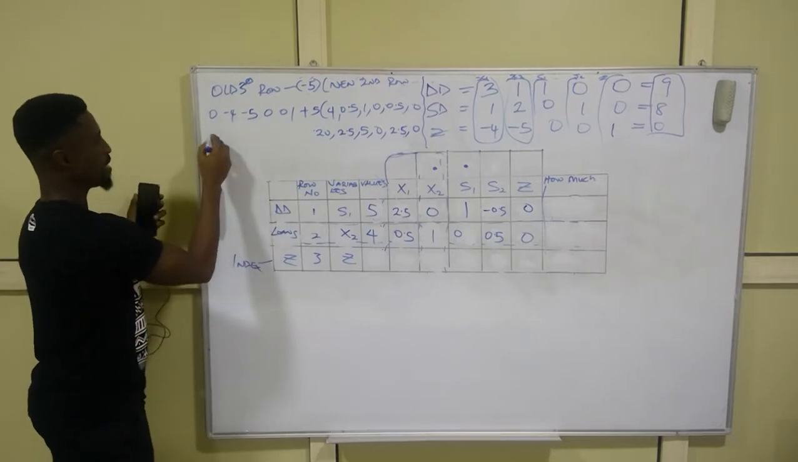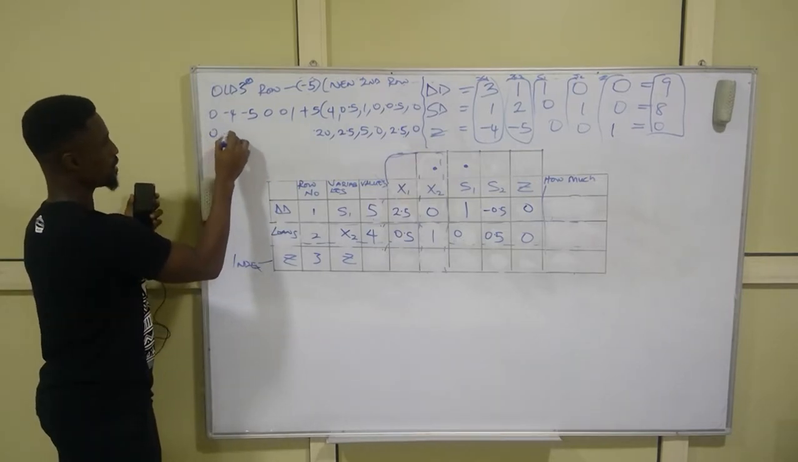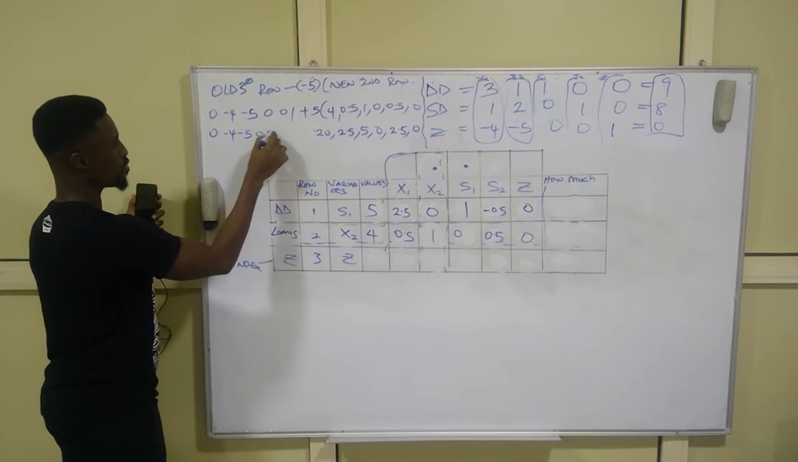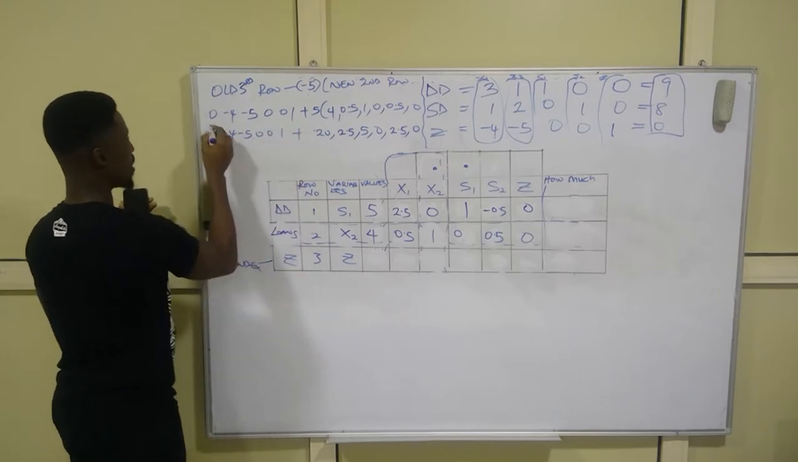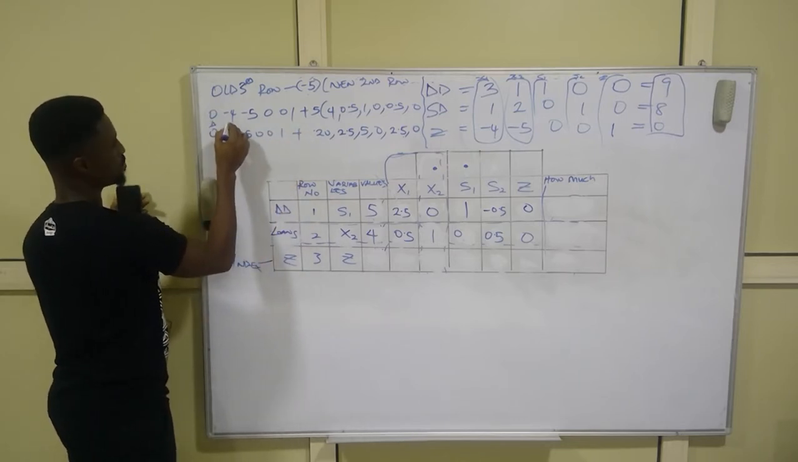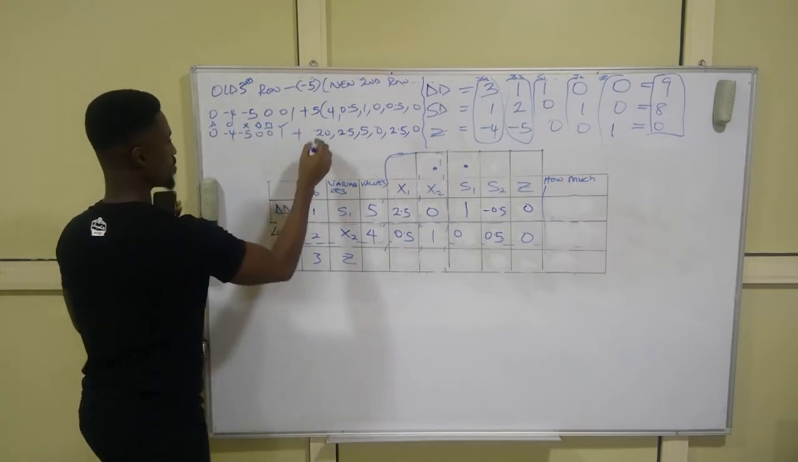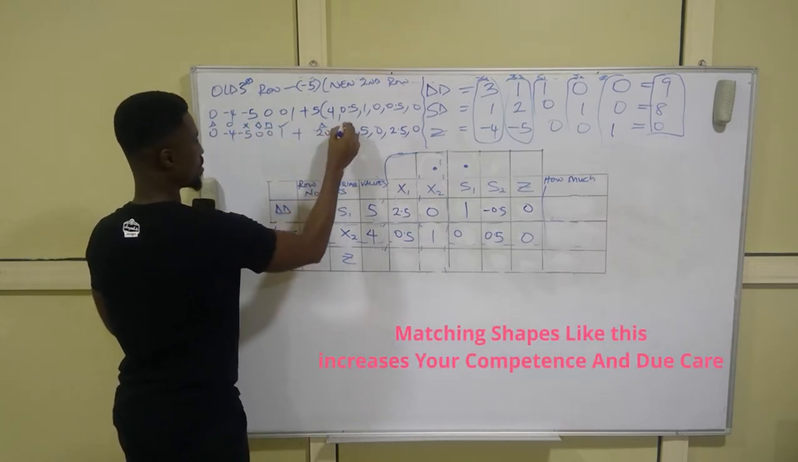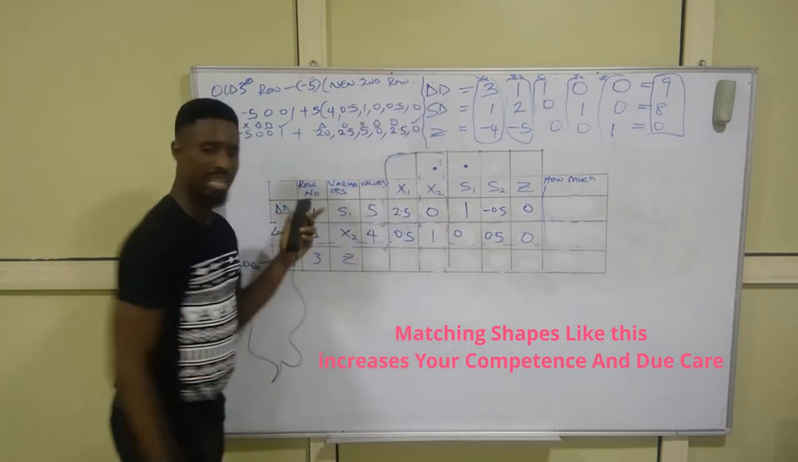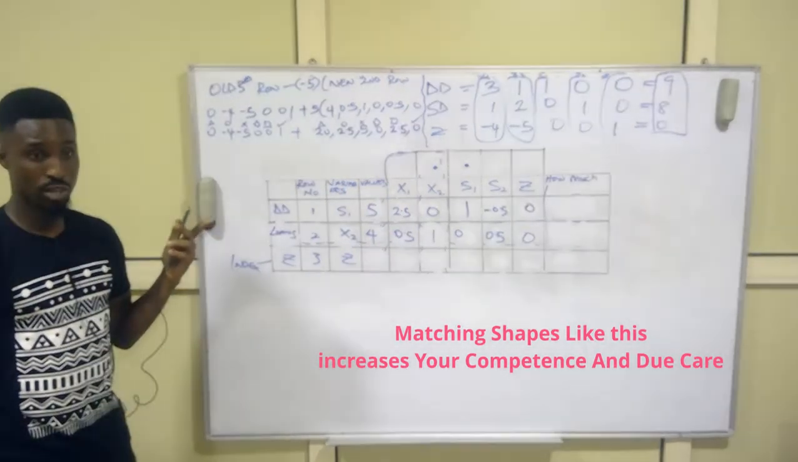So what we have is 0, minus 4, minus 5, 0, 0, 1, plus. So our shapes again: triangle, circle, X, and good. Same thing here: triangle, circle, and good. Now, as silly as these things look, there are cues that will make you not make mistakes.